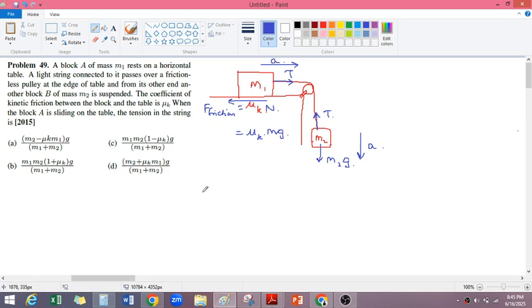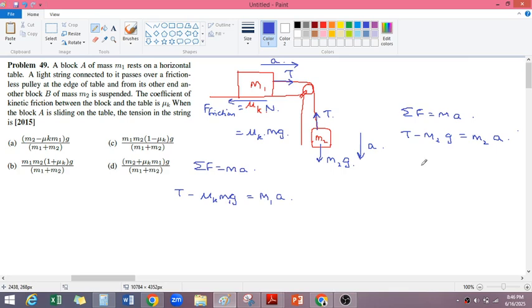Okay, quickly do this. I think it's very easy. Sigma F is equal to ma. So T minus m2 g is equal to m2 a. Sigma F is equal to ma, so T minus mu k m1 g is equal to, this is m1 g, so it will be m1 a. This a and this a are the same, this T and this T are the same, that's all. So simplify this, we'll get the answer.